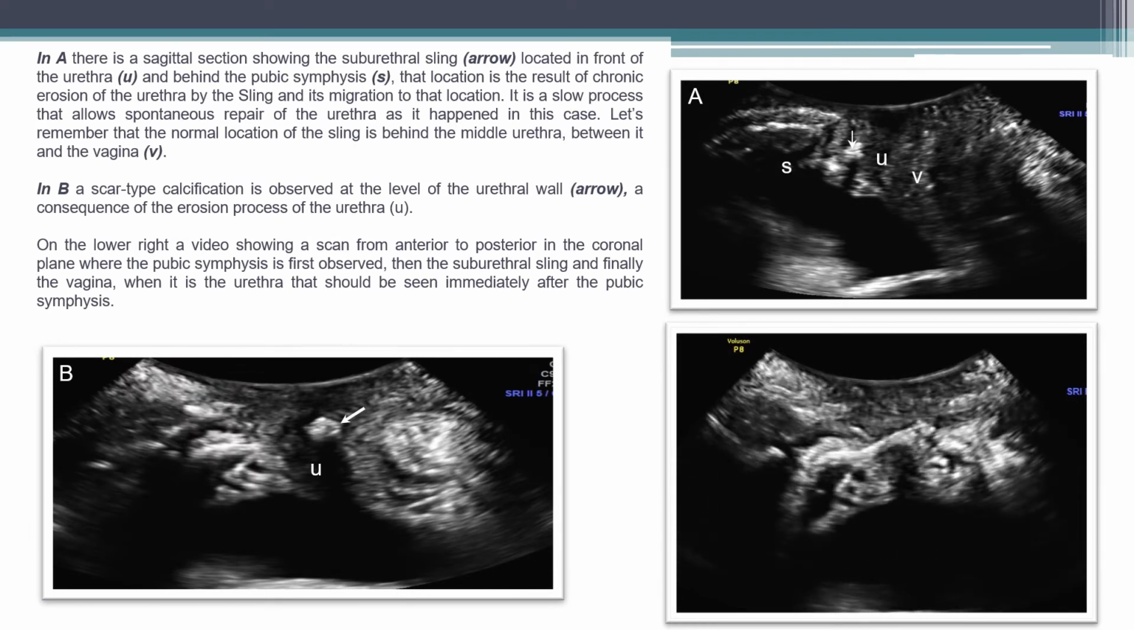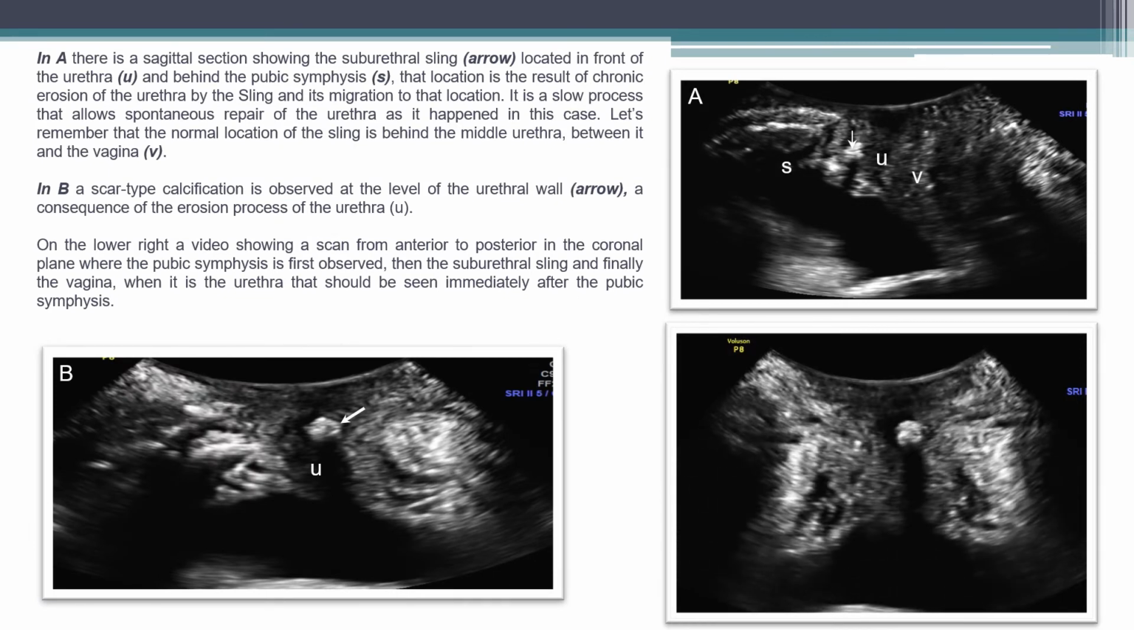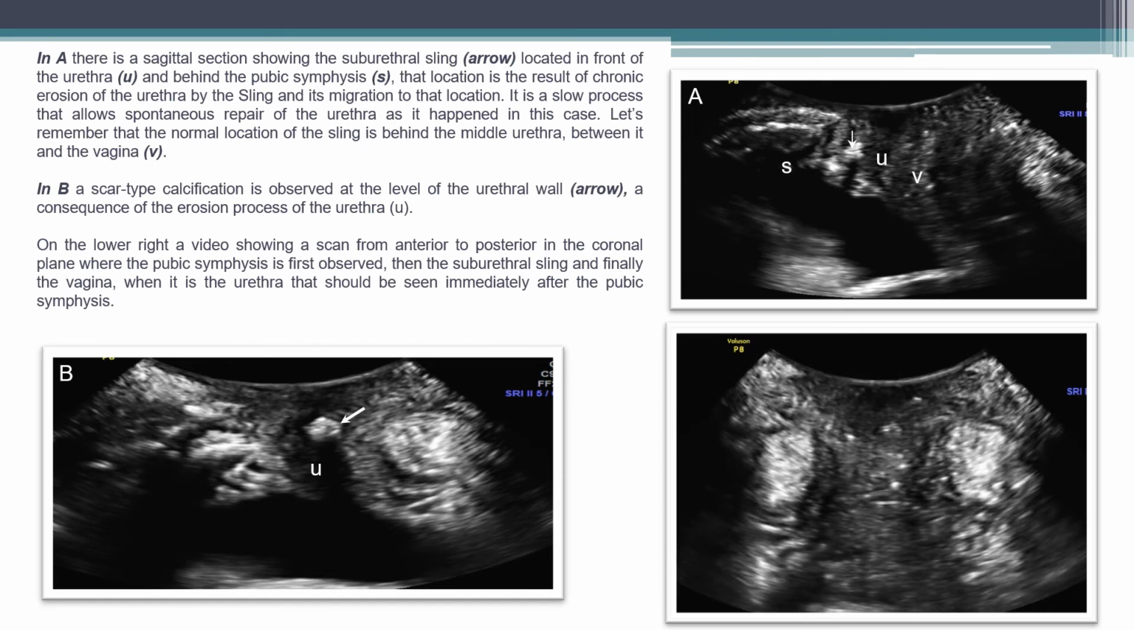In Figure A, there is a sagittal section showing the suburethral sling, marked with an arrow, located in front of the urethra and behind the pubic symphysis. That location is the result of chronic erosion of the urethra by the sling and its migration to that location. It is a slow process that allows spontaneous repair of the urethra as it happened in this case. Let's remember that the normal location of the sling is behind the middle urethra, between it and the vagina.